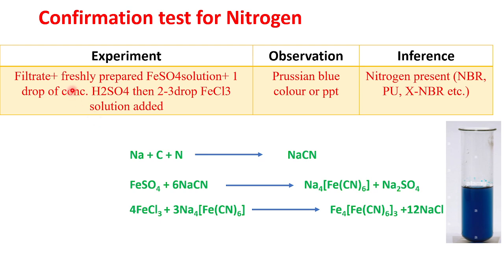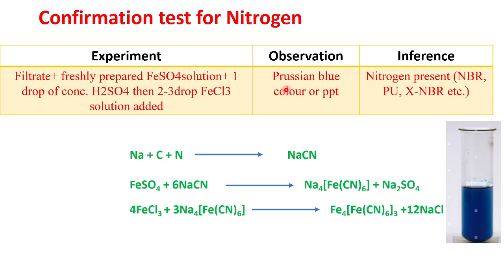For that, what you should do, first you filtrate it. So, the pyrolytic process: first you burn your material, then you need to crush that test tube or whatever it is, and then filtrate it. So the soluble part will come with the filtrate. After that, this is for nitrogen. You have to prepare a fresh ferrous sulfate solution, and then you add 1 drop of concentrated H2SO4 and then 2 to 3 drops of ferric chloride solution.